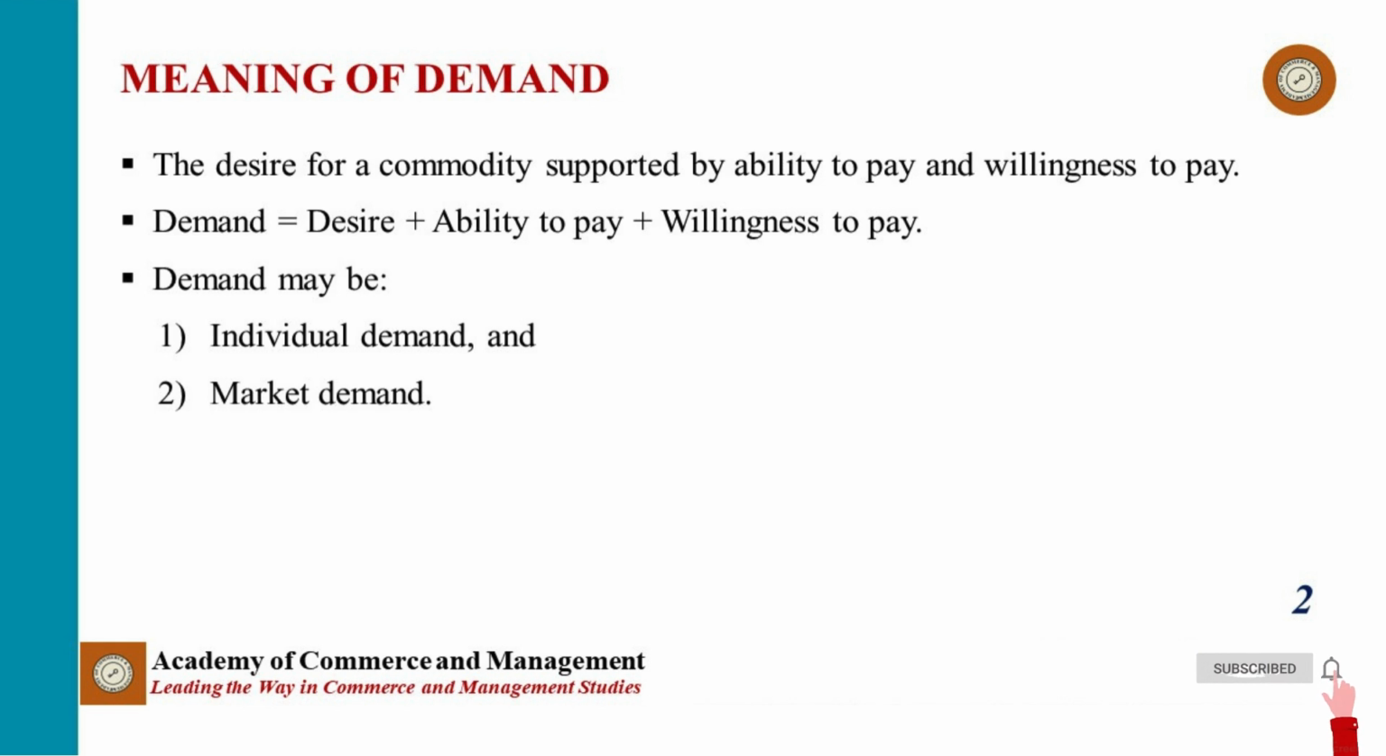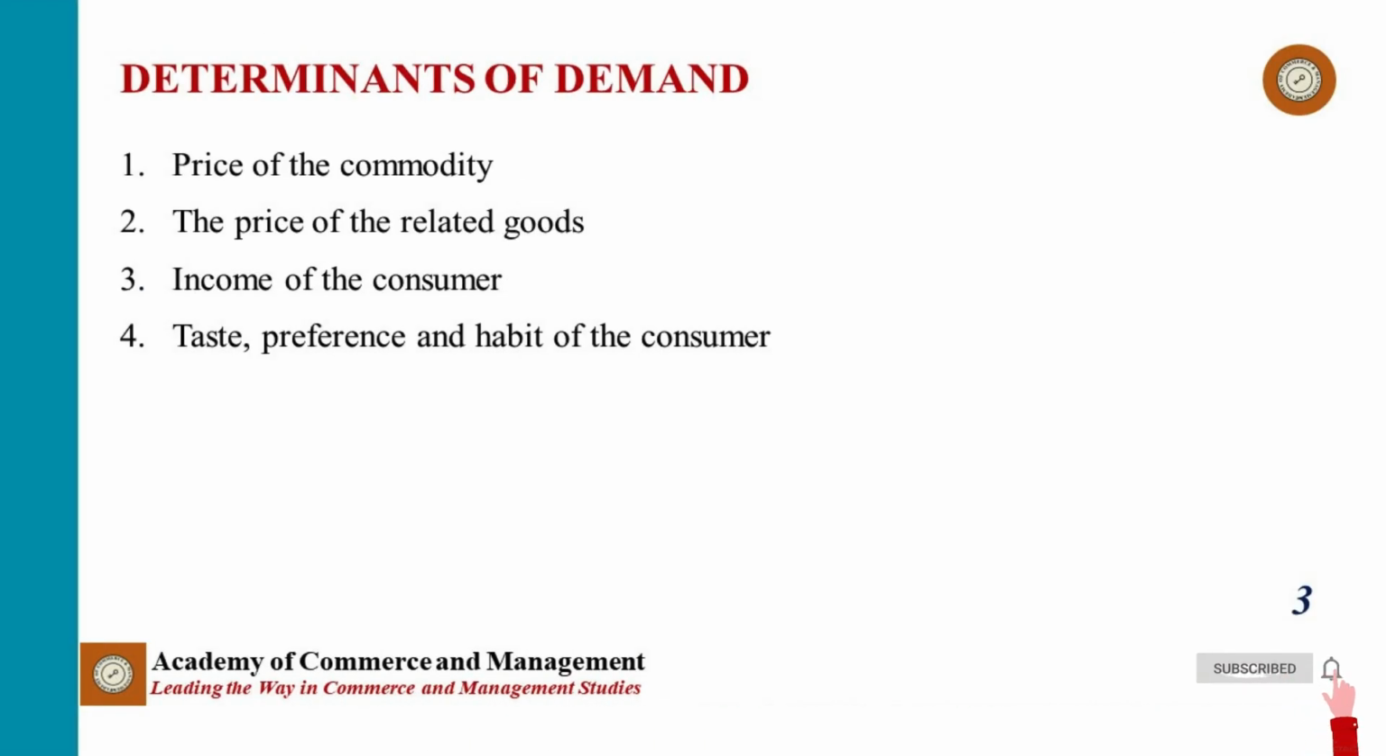And number 2, market demand. It is the total of individual demand. It is obtained by the horizontal summation of all the individual demand schedules. Demand for a product is determined by a number of factors. One of the important factors determining demand is the price of the commodity. The demand of a commodity is inversely and negatively related to its price.